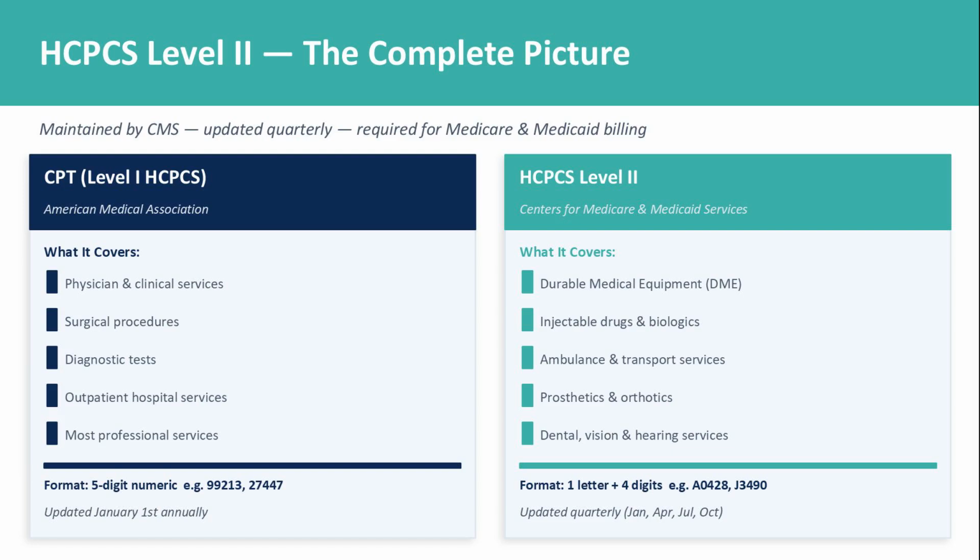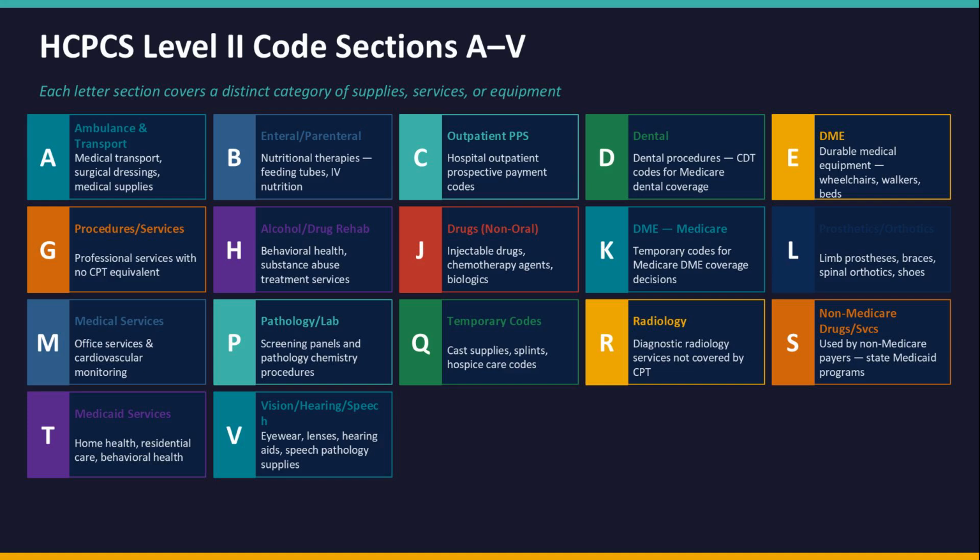CMS requires it. Let's map out the entire HCPCS Level II code set by section. This is your roadmap. Knowing what each letter section covers means you'll always know where to look when you need a code. HCPCS Level II runs from the letter A through V, skipping a few letters like F, I, N, O, U, and W through Z. Let me walk you through the most important ones.